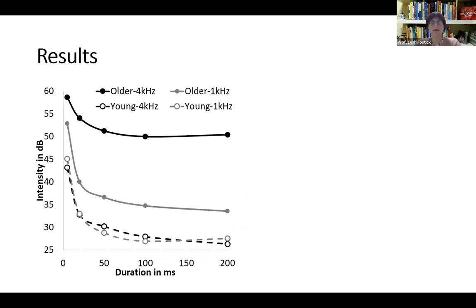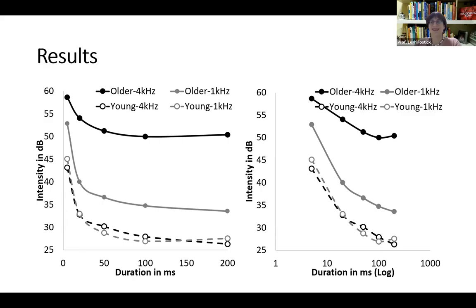Okay. So you can see here the detection threshold by tone duration for high and low frequencies for older and young adults. And on the right side, you can see the same result when tone duration is presented in logs. You can see that, as expected, older adults needed higher intensity than young adults for both frequencies. This reflects the difference between age groups in hearing ability.